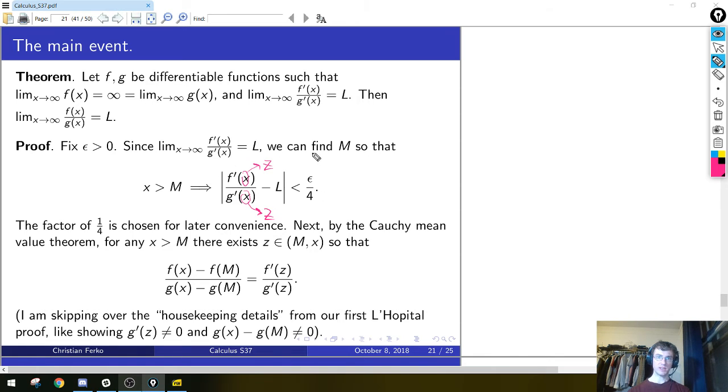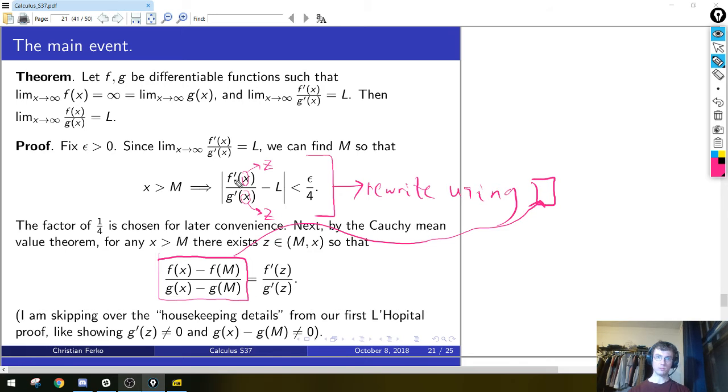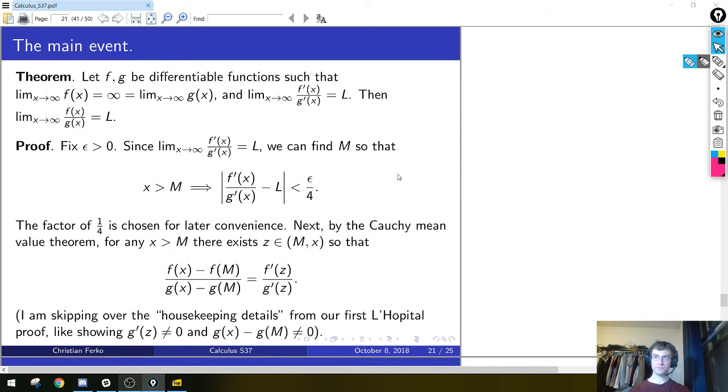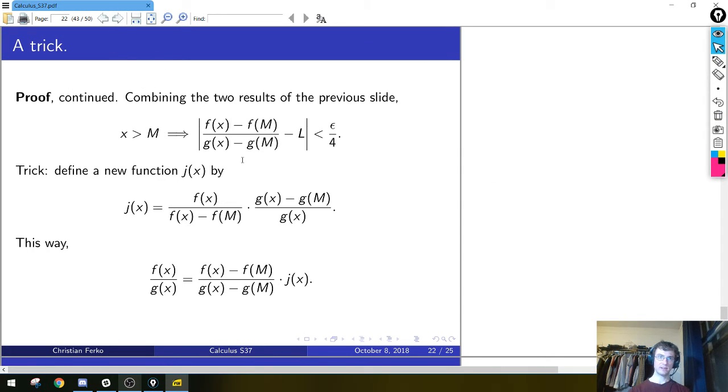So if this thing is true, when we plug in this value of z, then I can take the left side of this equation, because the ratio with the z's inside is equal to this chunk. So on the next slide, I'm just going to rewrite this entire inequality using this expression in the box, right? Since they're equal, I'm going to plug that in for the inequality involving the epsilon over 4. So imagine plugging that in, and you get this. Whenever x is bigger than m, this thing is going to be within distance epsilon over 4 of L.